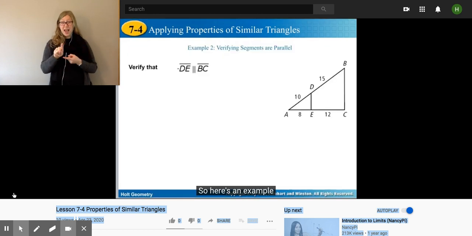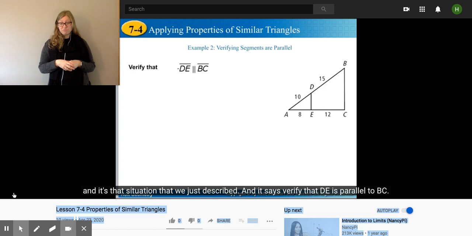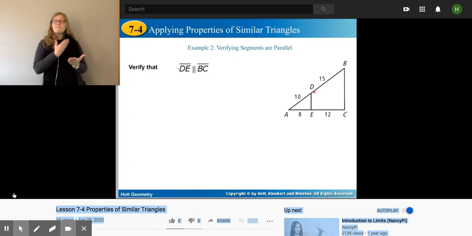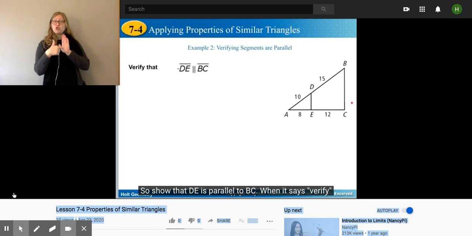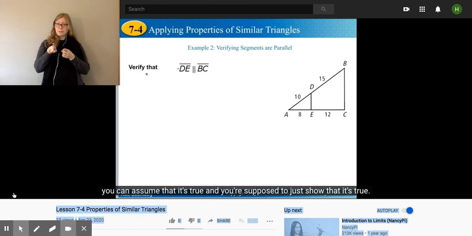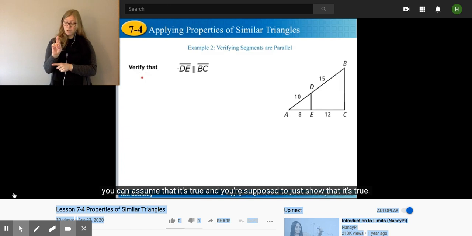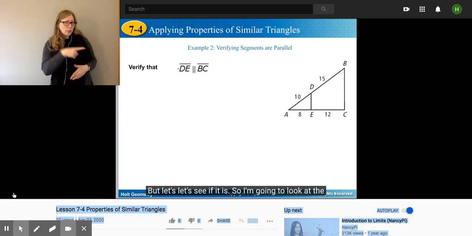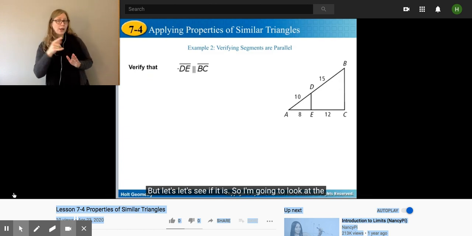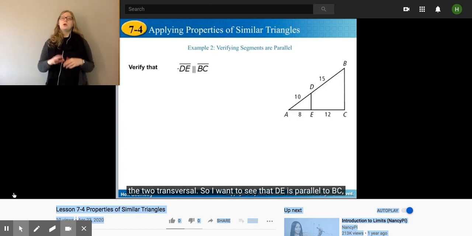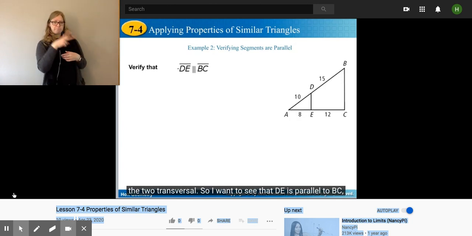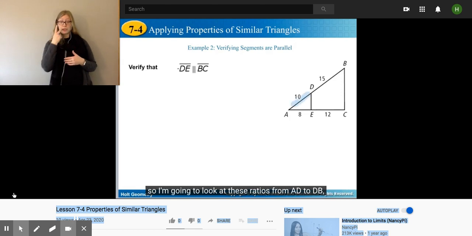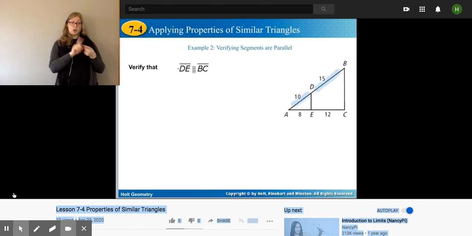So here's an example, and it's that situation that we just described. And it says verify that DE is parallel to BC. So show that DE is parallel to BC. When it says verify, you can assume that it's true, and you're supposed to just show that it's true. But let's see if it is. So I'm going to look at the two transversals. I want to see that DE is parallel to BC. So I'm going to look at these ratios from AD to DB, and from AE to EC.